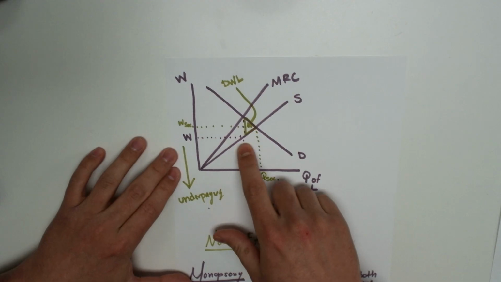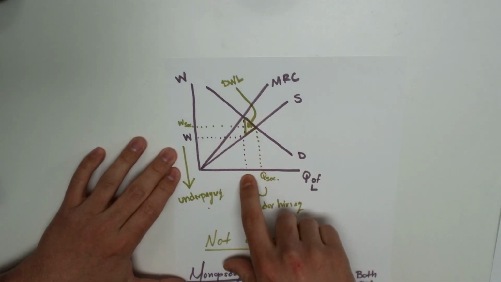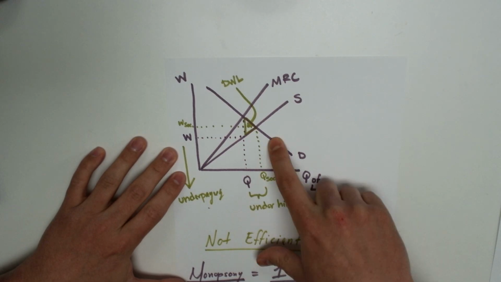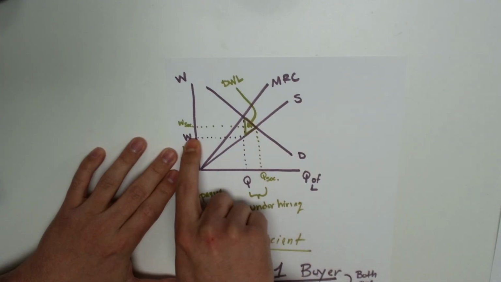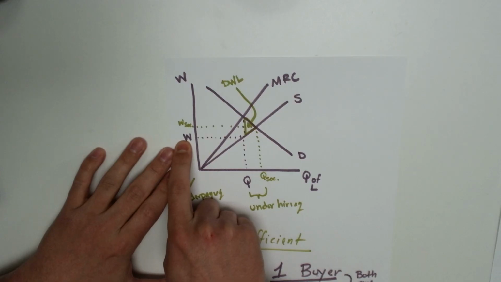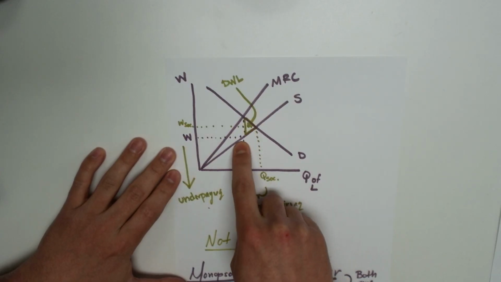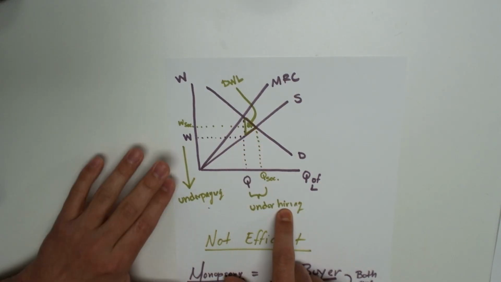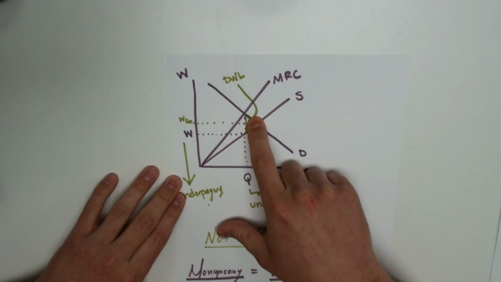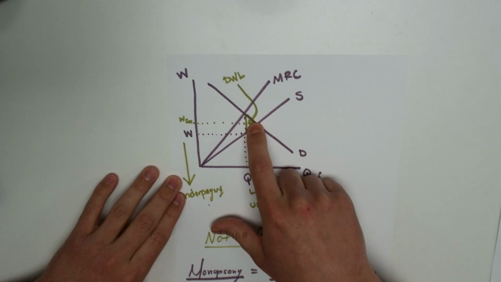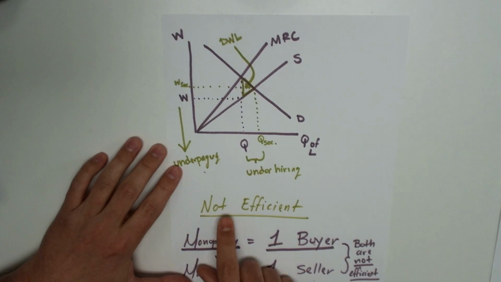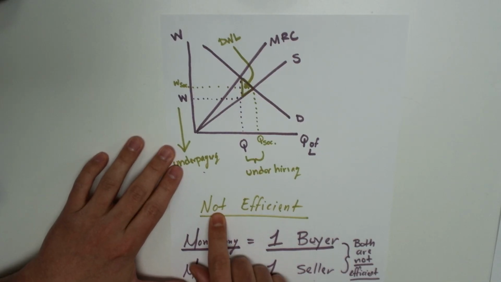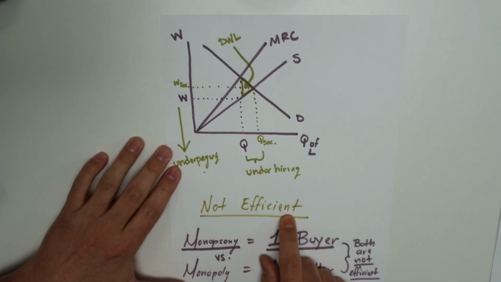Due to this, they are hiring less than the socially optimal quantity, which would be where supply meets demand. And since they are underpaying workers, since they're setting their own wage, which is lower than would normally be, they're underpaying and underhiring workers. There's going to be deadweight loss right here in this labor market, in this monopsony. So a monopsony, since it has deadweight loss, is not going to be efficient.